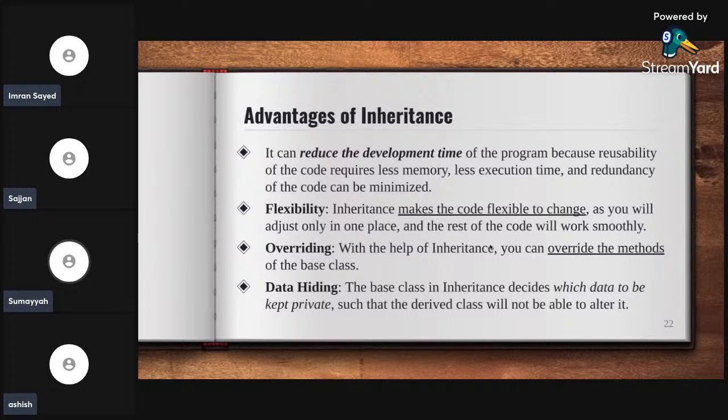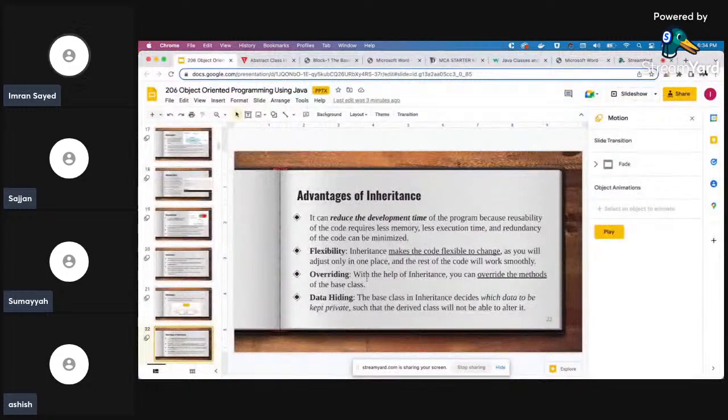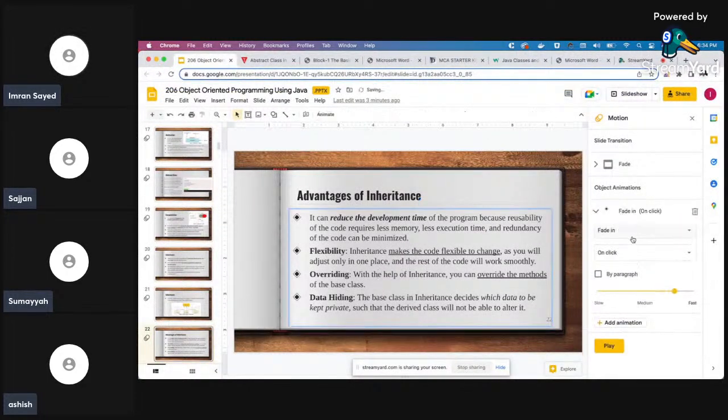Overriding. With the help of inheritance, you can override the methods of the base class. Data hiding. The base class in inheritance decides which data to be kept private such that the derived class will not be able to alter it. Correct. Okay, so let's make that.